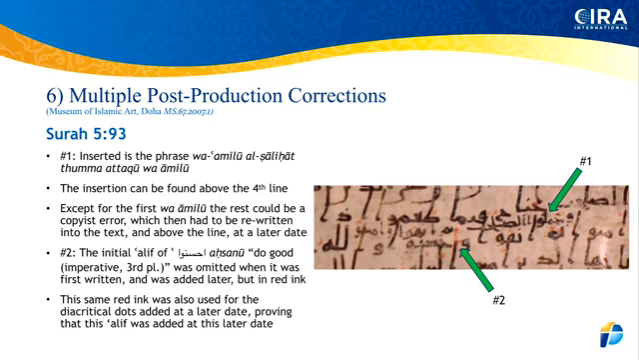The first one you're looking at, look at the green arrow over on the right, number 1. Go ahead and read what they've inserted there. They inserted وَعَمِلُوا الصَّالِحَاتِ ثُمَّ اتَّقُوا وَعَمِلُوا. You can see it's found on the fourth line there, except for the first وَعَمِلُوا, the rest could be a copyist error. That's true. It could easily have been put up there at a later date, which then had to be rewritten into the text and above the line.